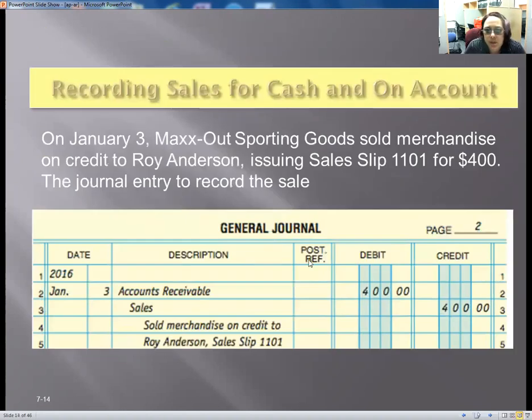Okay, on January 3rd, he sold merchandise on credit. He had a sales slip for that credit for $400. The journal entry would be a debit to your receivables because that person owes it and that's the asset. And then you want to credit sales because that's the income. And then you just give a really good detailed description of what is happening. So merchandise on credit to the customer's name and the actual sales slip.